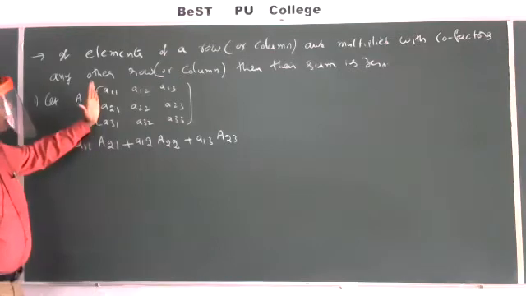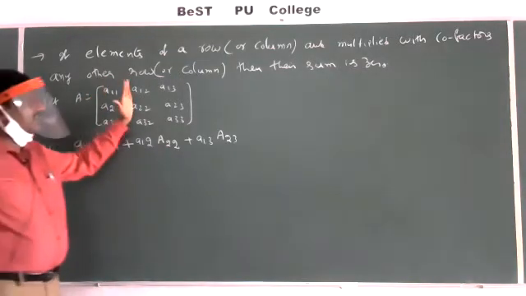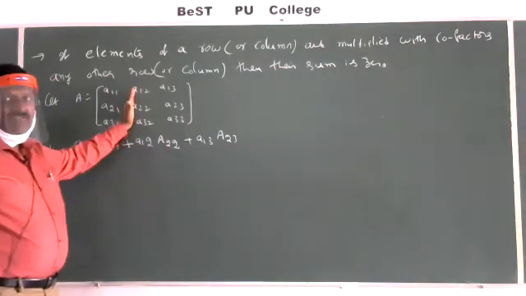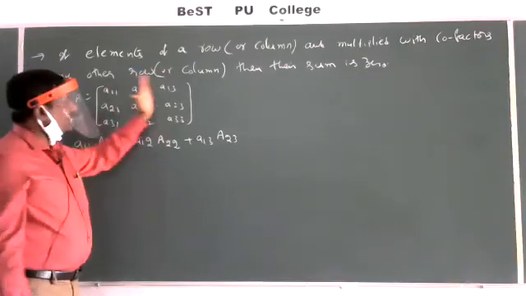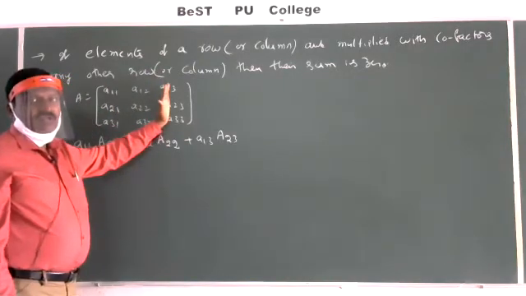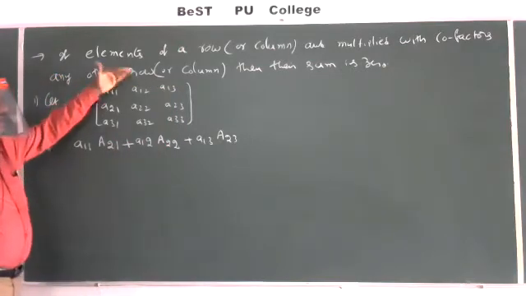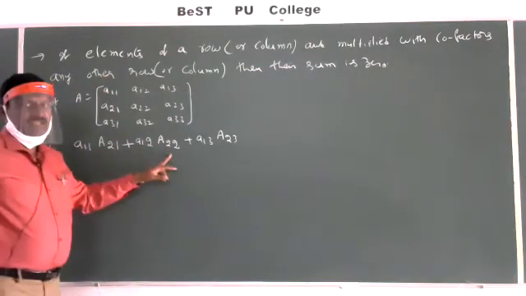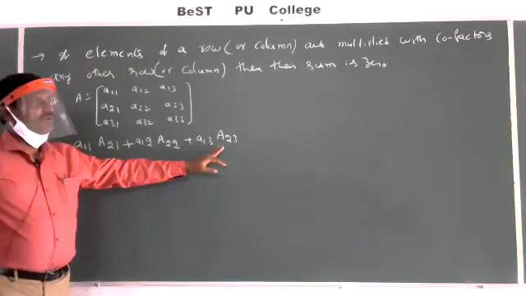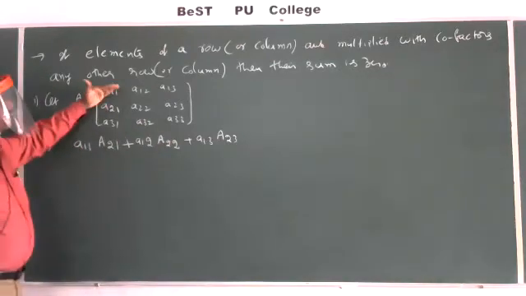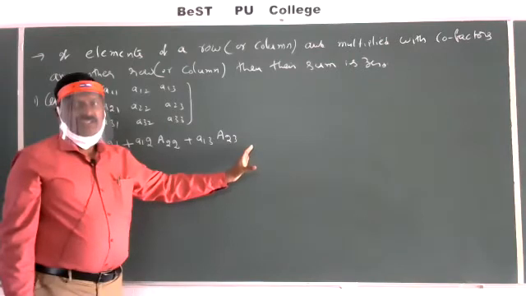In the same way for columns, if you take first column elements and second column cofactors, or first column elements and third column cofactors, the value must be 0. If you take the same row elements and same row cofactors, the sum of the products is det A.